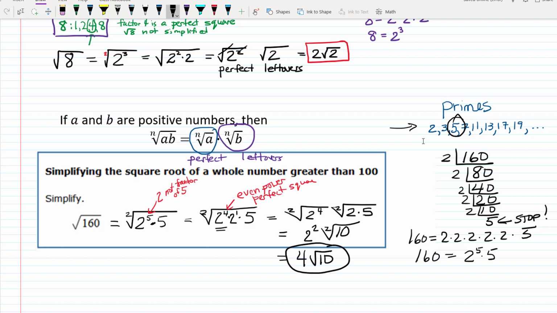And you could confirm this on your calculator. If you took the square root of 160, it's actually the same as 4 times the square root of 10. But 4 root 10 is considered the simplified form. Why? Because notice that 10 has no factors that are perfect squares. Only 1, 2, 5, and 10 go into 10 evenly, and none of them are perfect squares.